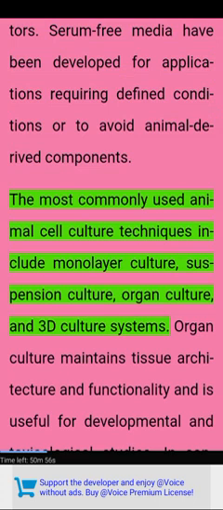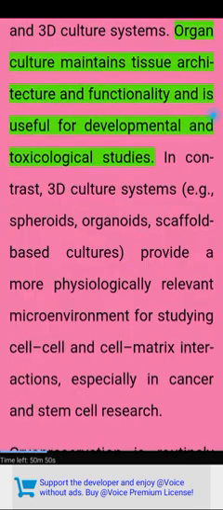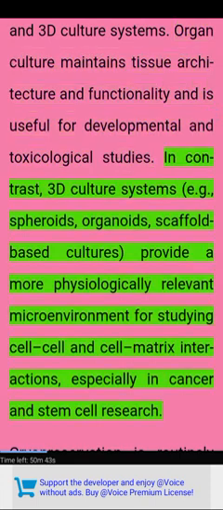The most commonly used animal cell culture techniques include monolayer culture, suspension culture, organ culture, and 3D culture systems. Organ culture maintains tissue architecture and functionality and is useful for developmental and toxicological studies. In contrast, 3D culture systems, e.g., spheroids, organoids, scaffold-based cultures, provide a more physiologically relevant microenvironment for studying cell-cell and cell-matrix interactions, especially in cancer and stem cell research.